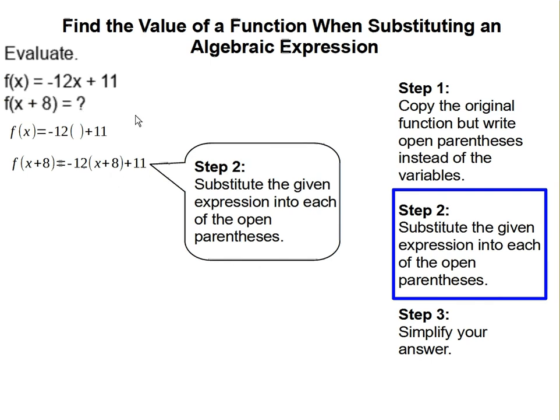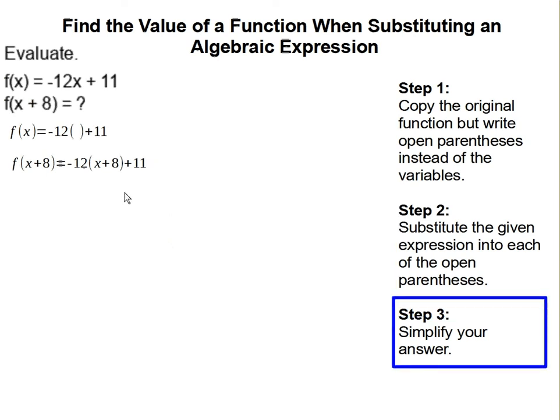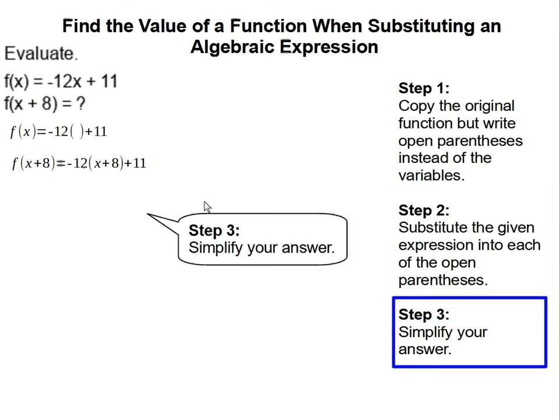If there were more, like just pretend if this was 11x squared, then I would put the parentheses here and I would put x plus 8 inside of there, and then the squared would be outside that parentheses. But in this case we only have one we're substituting into right here. Now we simplify our answer.